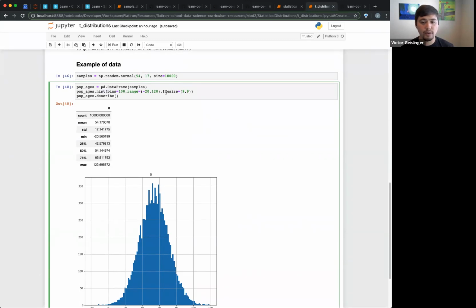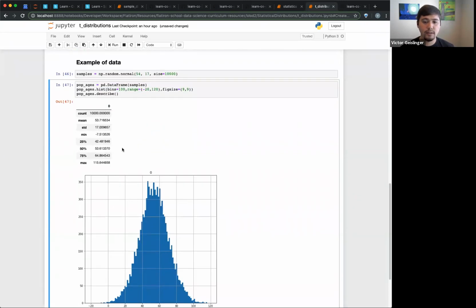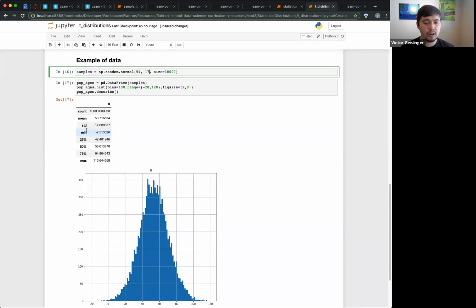Okay, so I go ahead and run this part, and you can see for this specific sample, we have the 10,000 we had before. Our sample mean is 53 years old, which is pretty close to 54, which makes sense, but it's not quite. Our standard deviation for the sample is 17, which is almost exactly what we populated in here. And then we have our normal descriptive statistics, 25%, 75%. So basically 50% of our sample runs between 42 and 64.